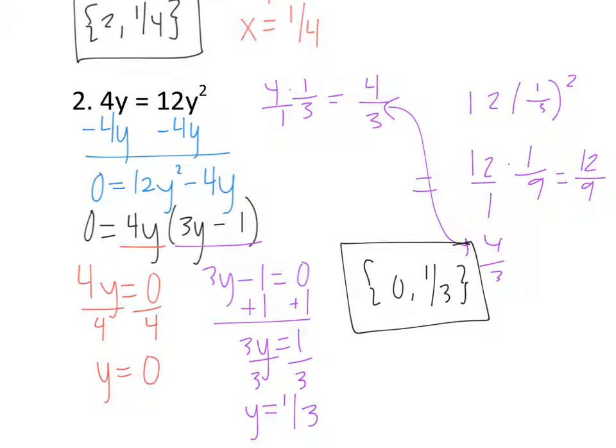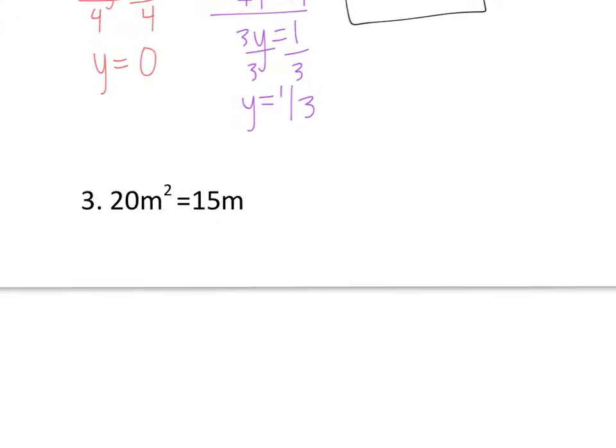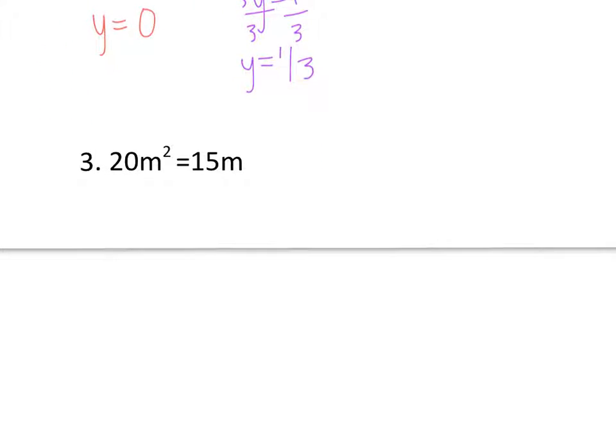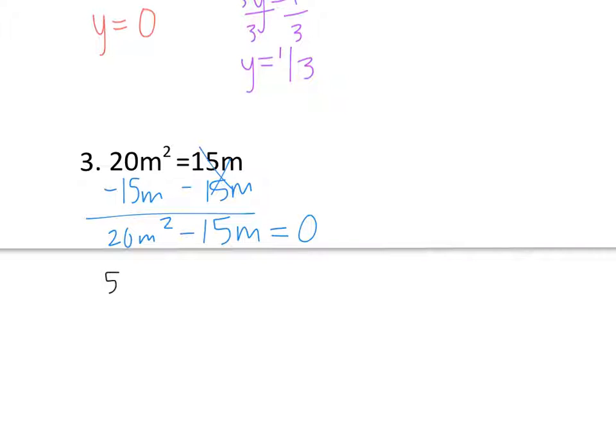Okay, let's look at the last example. Number 3, 20m squared equals 15m. So step 1 is to get your equation equal to 0. So I'm going to go ahead and move the 15m over to the left side this time. So I get 20m squared minus 15m equals 0. And now I'll go ahead and factor out the GCF. So the GCF of 20m squared and negative 15m here would be a 5m.